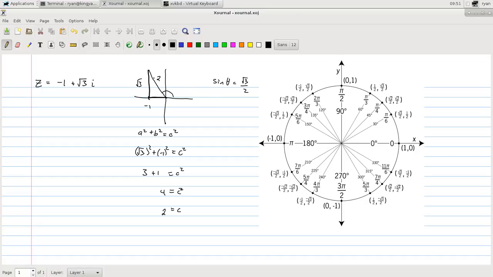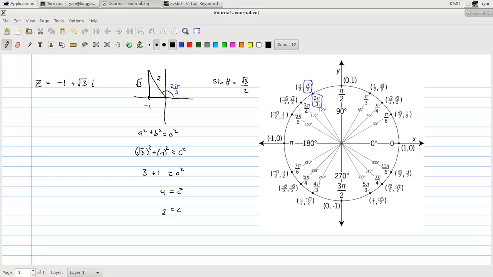We also know based on our diagram that the angle is in the second quadrant. So we're going to look in the second quadrant for a place where the sine, the y-coordinate, is radical 3 over 2. Now see, that happens here at an angle of 2 pi over 3. So now we know the angle is 2 pi over 3.